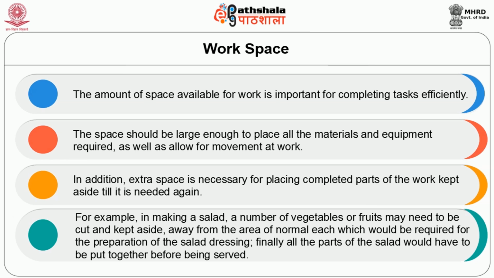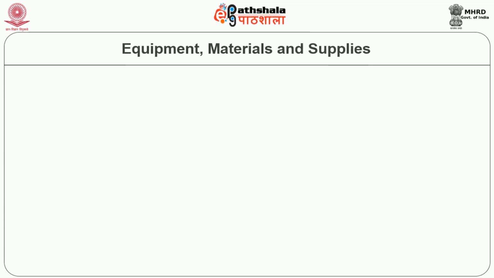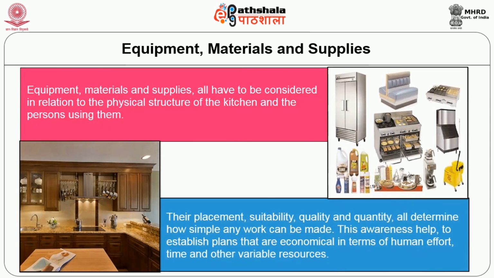Our next heading is equipment, materials and supplies, which should also be taken care of in the work simplification process. The equipment, materials and supplies all have to be considered in relation to the physical structure of the kitchen, and the persons using them should be very much aware of their placement, suitability, quality and quantity, as these determine how simple any work can be made. This awareness helps to establish plans that are economical in terms of human effort, time and other variable resources of the management.